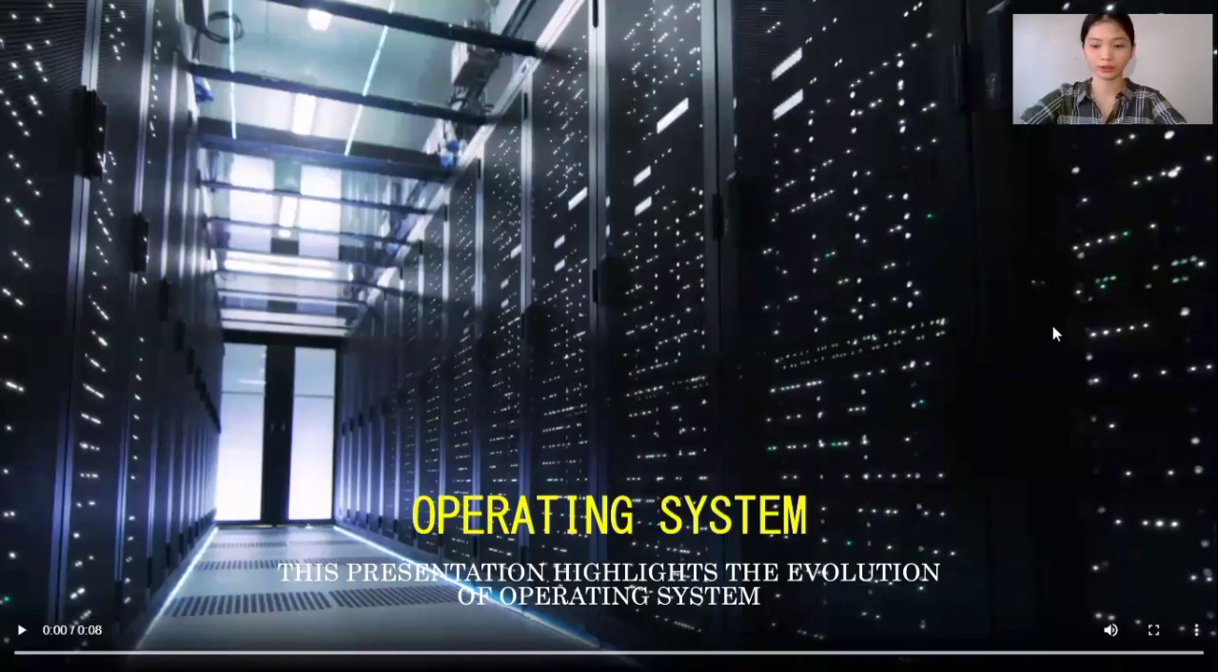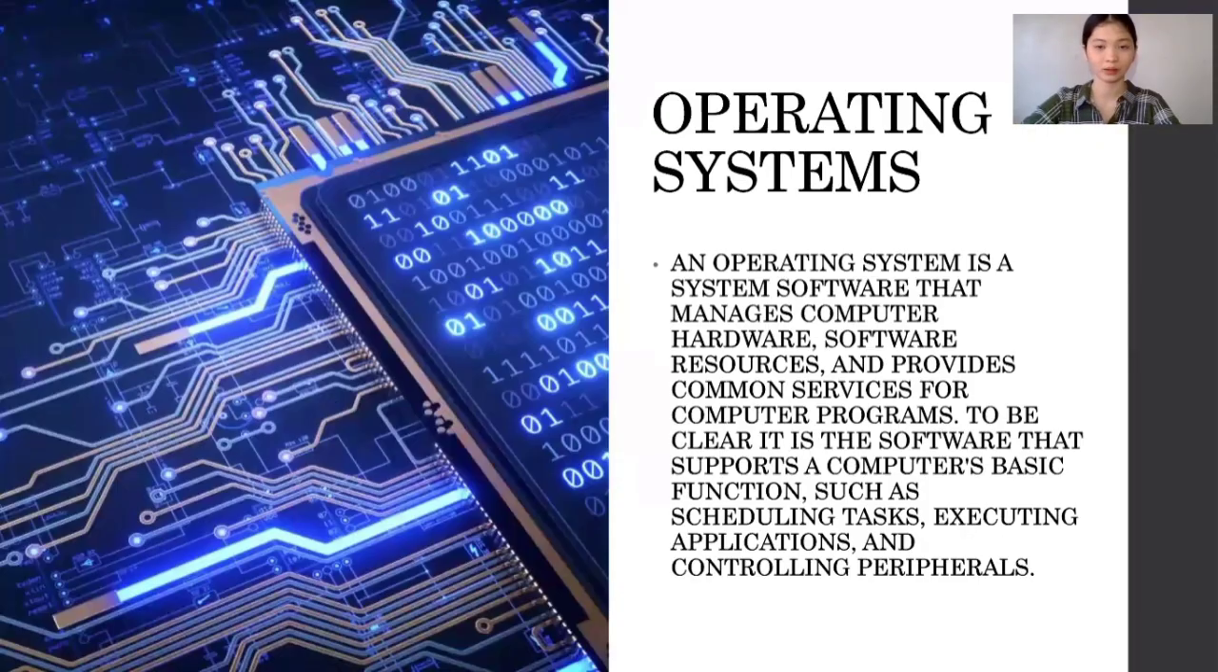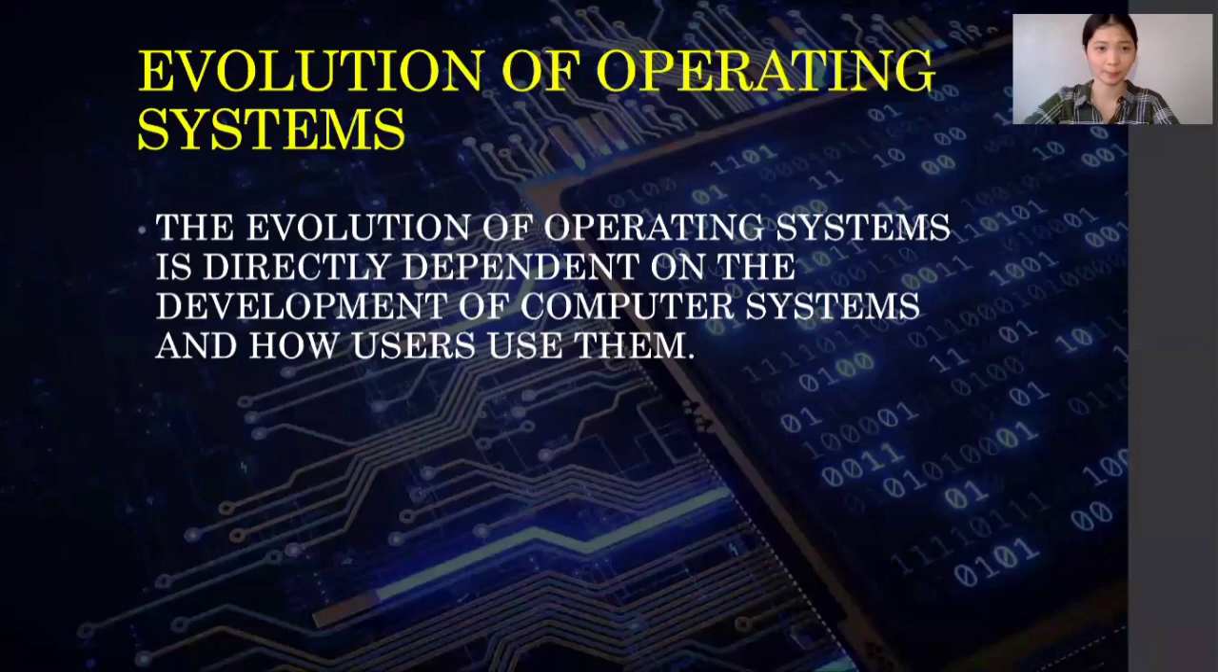So I'm going to start. Operating system. My presentation highlights the evolution of operating system. This is the short definition for operating system. Operating system is a system software that manages computer hardware, software resources, and provides common services for computer programs. To be clear, it is the software that supports a computer's basic functions such as scheduling tasks, executing applications, and controlling peripherals.